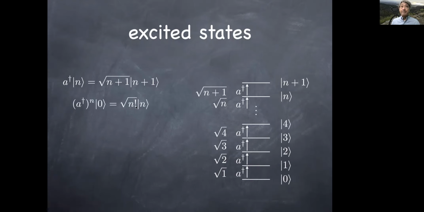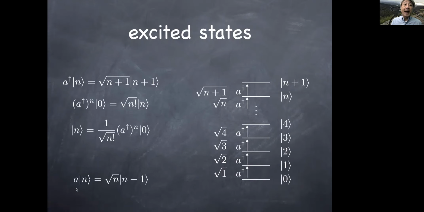So that's very convenient. So acting a dagger n times on the ground state will give you the nth excited state times the factor of the square root of n factorial. So that's something we learn right away from this way of formulating the problem. So that then tells us that the nth excited state can be written algebraically in this form, acting a dagger n times on the ground state, and then divided by this overall normalization factor of square root of n factorial.